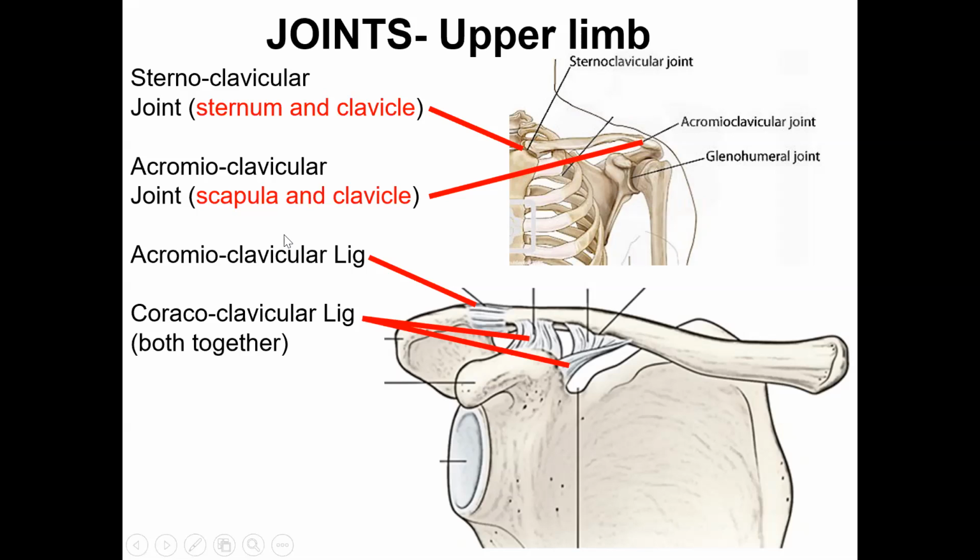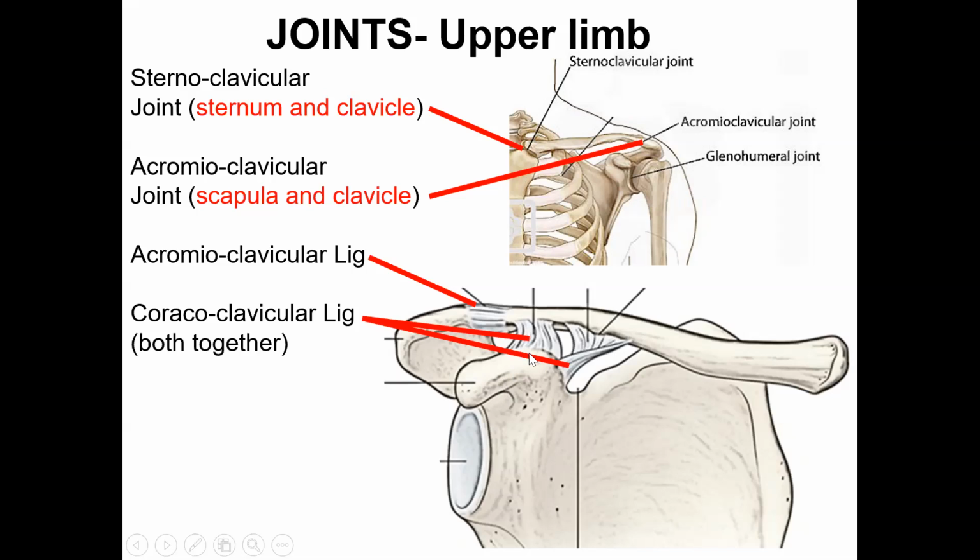Another joint here is the acromioclavicular joint. This is where the acromion of the scapula articulates with the clavicle. We talked about this joint before. Again, another really strong joint. Then we can speak about some of the ligaments that help to reinforce this joint. The ligaments that reinforce the acromioclavicular joint are the acromioclavicular ligament, which goes from the acromion to the clavicle, and the coracoclavicular ligament, which goes from the coracoid process of the scapula to the clavicle. There are two heads to this ligament.